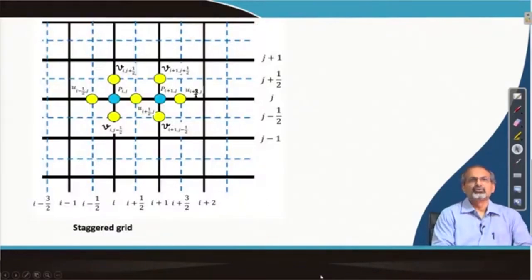Next time, we are going to discuss how we locate the different flow variables, pressure and velocity, on the grid. We had talked about collocation of variables, and we also talked about staggering of variables: when and how we do it, and if we stagger the variables, what is the advantage. So, we will talk more about this in the next lecture. Thank you.